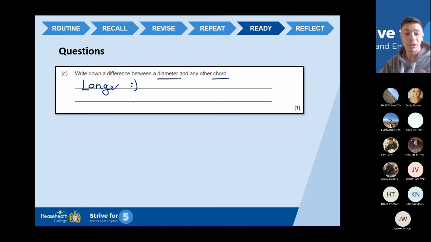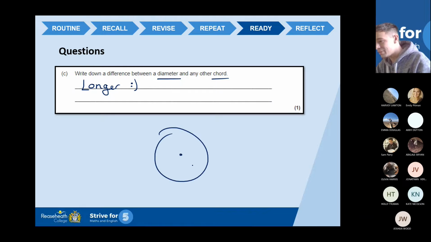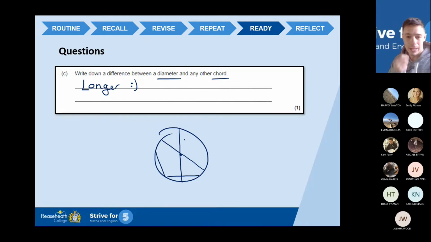But I was looking for what Kate said here. The diameter goes through the center. Okay, so no matter what, let's draw a circle here. The diameter, oh no, that's a terrible diameter. A diameter always goes through the center. Okay, and a chord doesn't. There you go. And a chord could be over here. That could be a chord. But yeah, if it goes through the center, diameter. So diameter always goes through the center. And yeah, I think test me there longer.